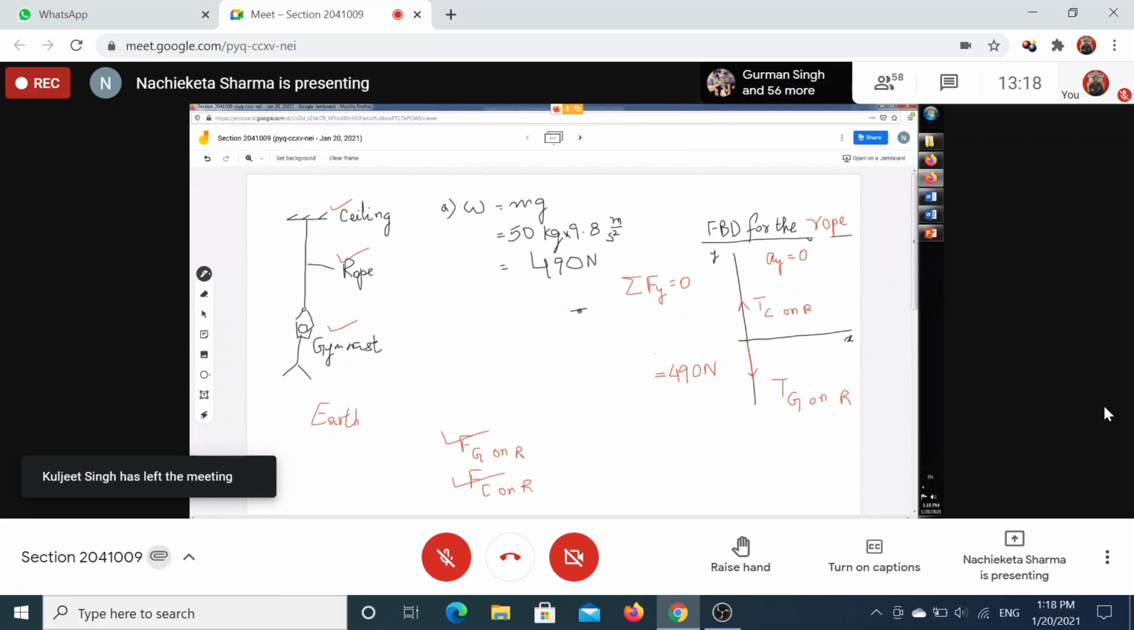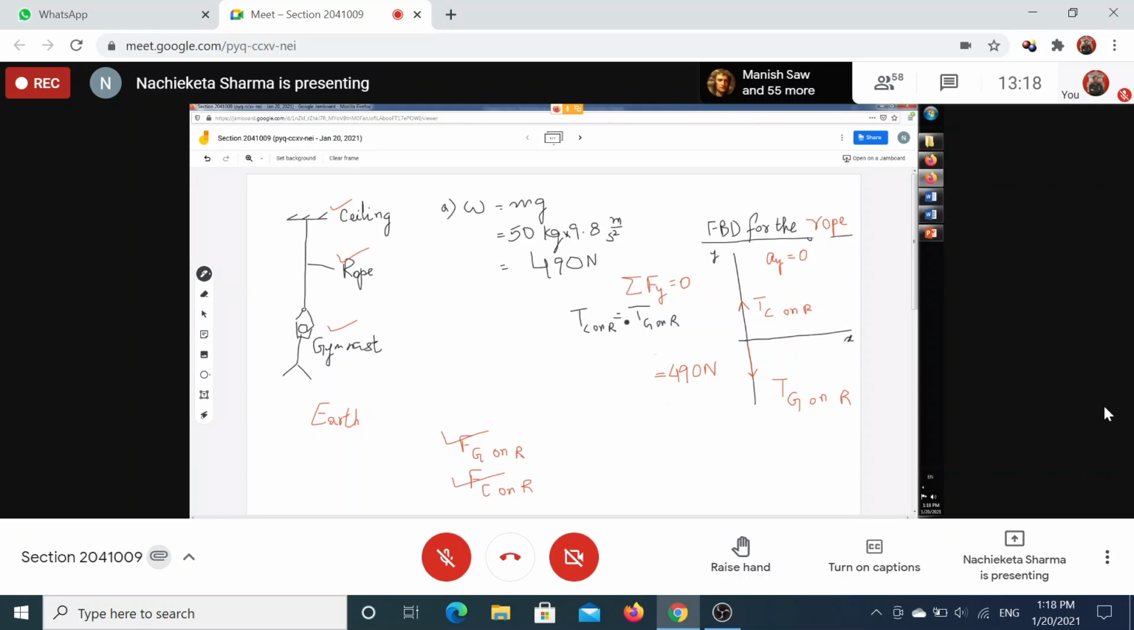T C on R minus T G on R is equal to 0. Okay. So if this is equal to 0, then I can write that T C on R is equal to T G on R.